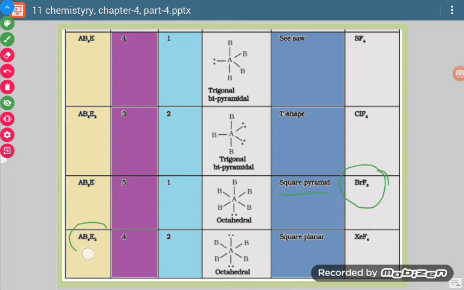Now if you take AB4E2, then it means there are 4 bond pairs and 2 lone pairs. Then both the pairs above the square and below the square will be taken as lone pairs and others will be taken as bond pairs. So it will give rise to a square structure. So we will say it is a square planar geometry. For example, XeF4. XeF4 is square planar geometry.